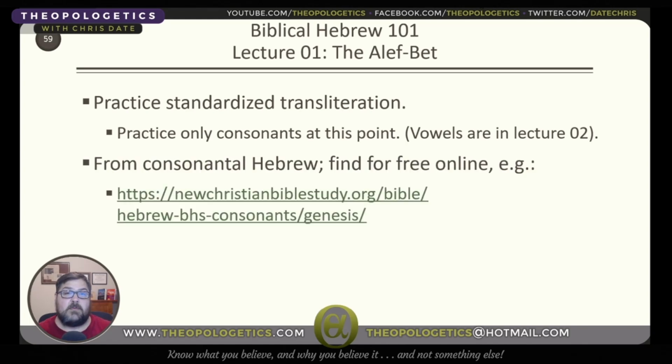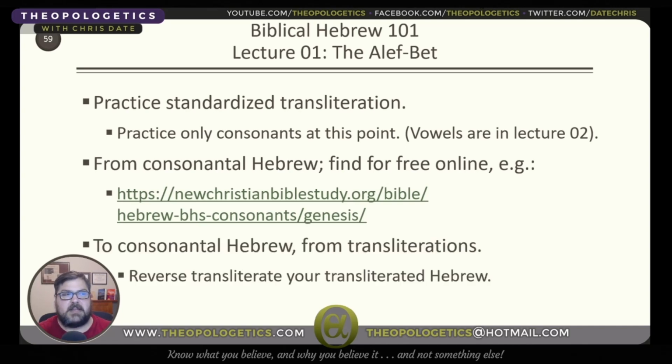And one really easy way to do this is to just find consonantal Hebrew, that is the Hebrew with only the consonants rendered, not the vowel markings, and transliterate into English from those consonants. And you can find the consonantal Hebrew for free online at places like the link that I've got here on the slide. But don't just practice from Hebrew into English transliterating. Also go from the transliterations back into consonantal Hebrew.